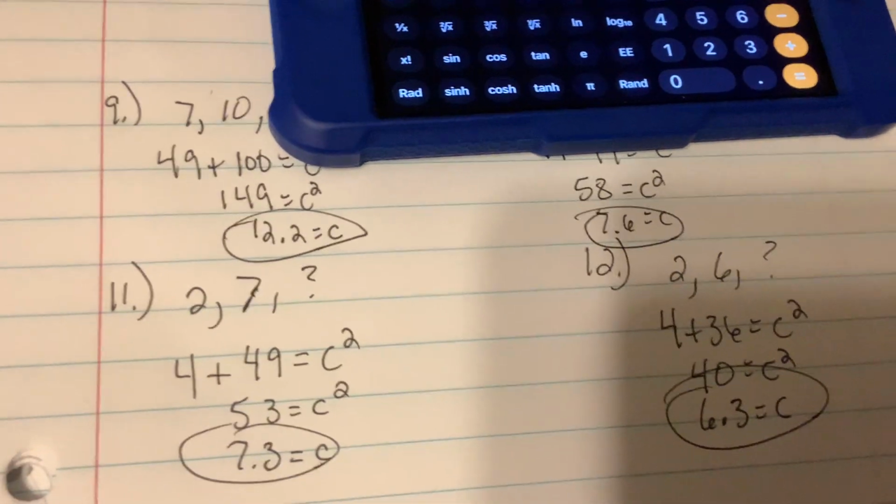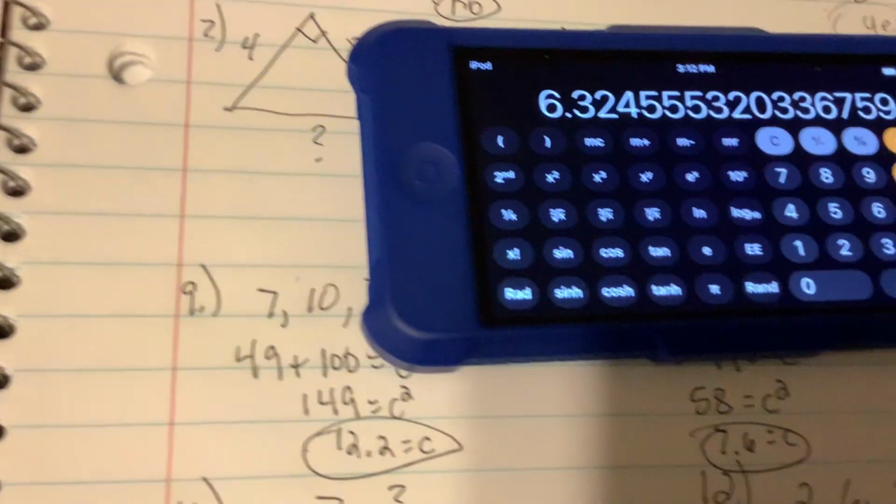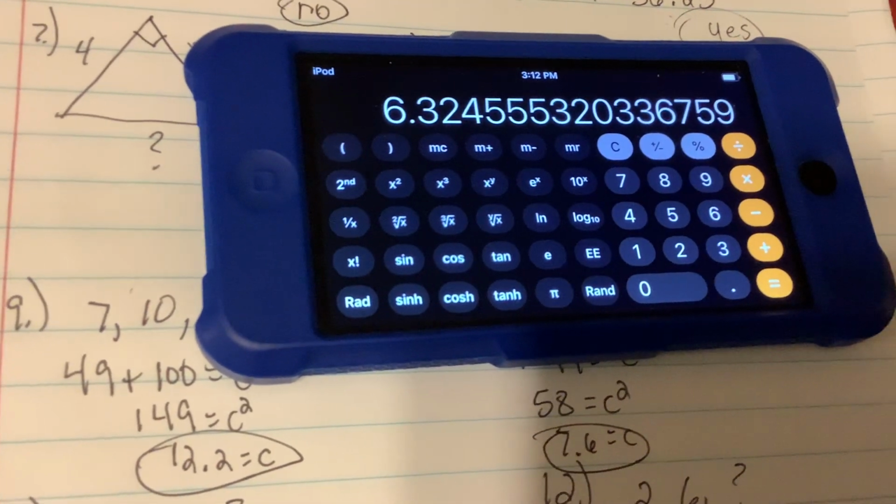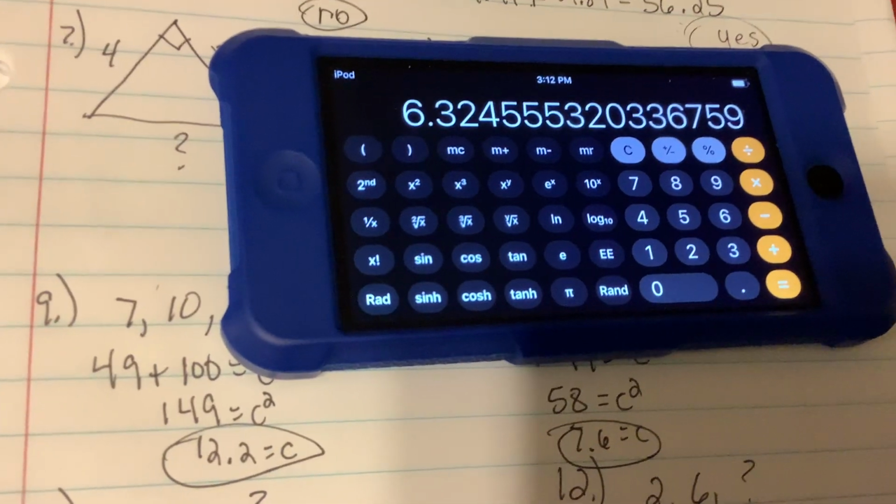Okay, so just keep working with that. Keep working with your square root. This next one's going to have some where the legs maybe are missing, so work on that, and we'll keep moving.